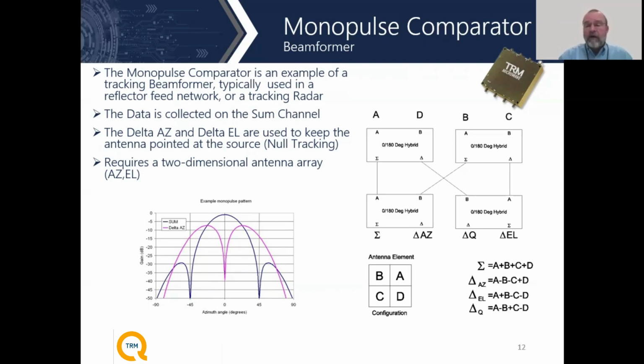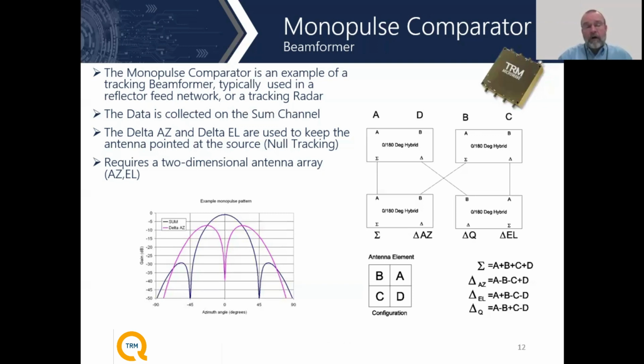And if the energy on the delta EL or the delta AZ port starts coming up, the servos will drive the antenna to maintain a null, and this is basically a null tracking algorithm. They can make sure that the antenna always stays on Boresight to make sure they get the maximum amount of data, maximum signal to noise ratio for the data coming in, and make sure that they don't lose the signal.